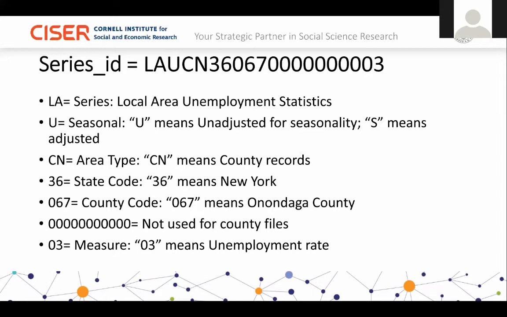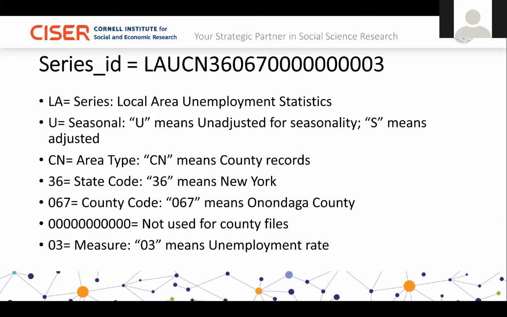36, that's the state FIPS or ASCII code. In this case, 36 stands for New York State. Next, the 067 is the county code. In this case, again, 067 means Onondaga County. Then there's a series of zeros. These are placeholders and not used in the county files, but would be used for other types of areas.